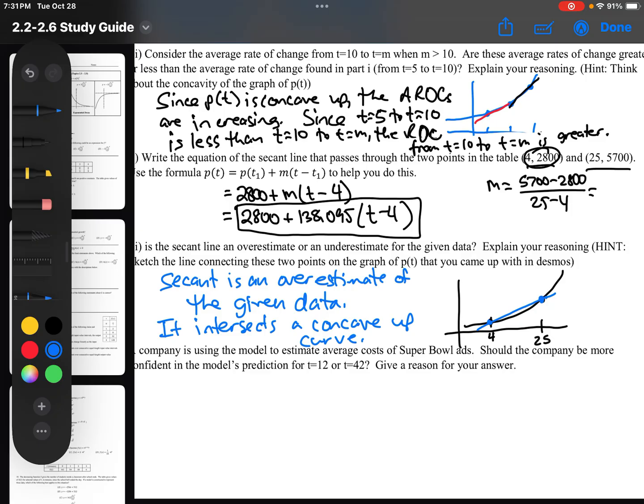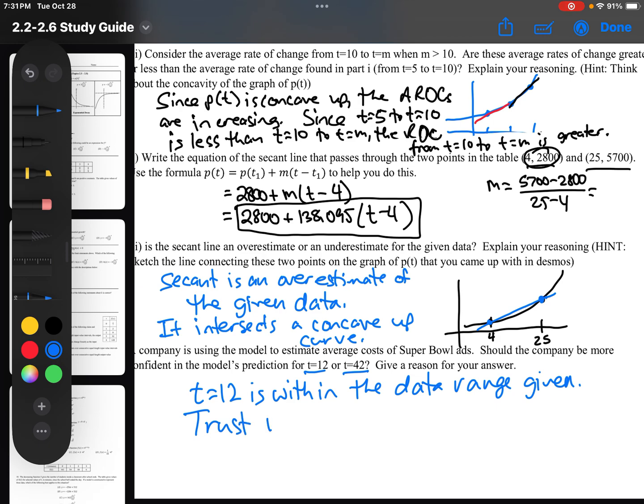Okay. Last one here, it says, should the company be more confident in the model's prediction for t equals 12 or t equals 42? Well, t equals 12 is within the data range given. Because of that, I would trust this value. The reason is that we know what's going to happen all the way up to t equals 25. We know that this model works at least up to there.